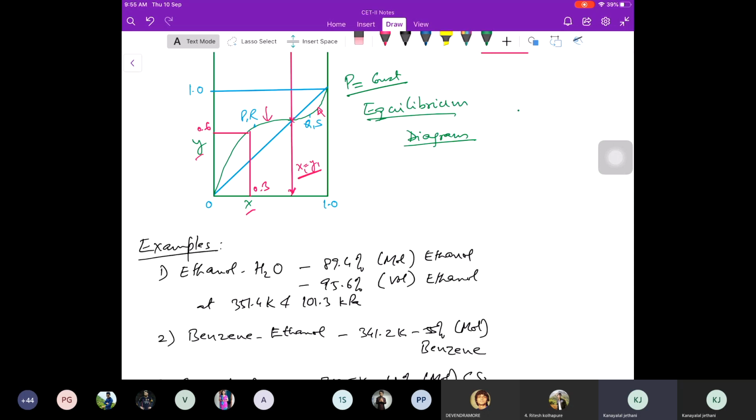Right? That is why, for ethanol-water, the maximum you get by distillation is 89.4% ethanol. You cannot get more than that, because more than this will not happen. You get this composition of the vapor.